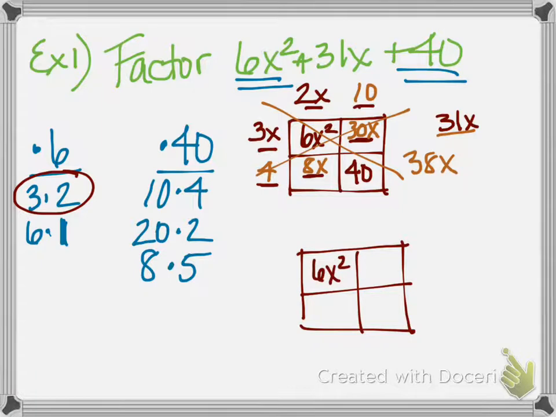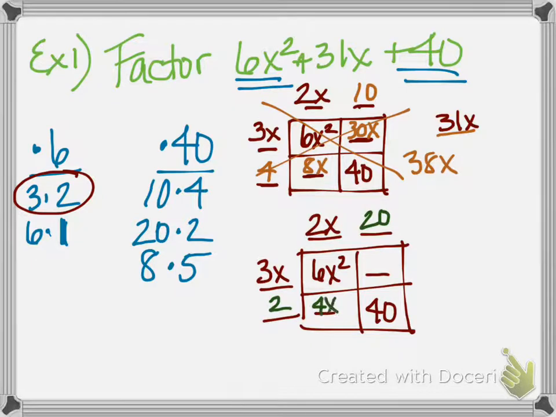6x squared, I need to fill those in. Here's 40. This is here, here, here, and here. I'm going to stick with the 3x and the 2x, and I'm going to try that one out. If we put in the 20 and the 2, so 2 times 2x is 4x, 20 times 3x is 60x, and 60x plus 4x is 64x. That's definitely not going to work, so that guy's out.